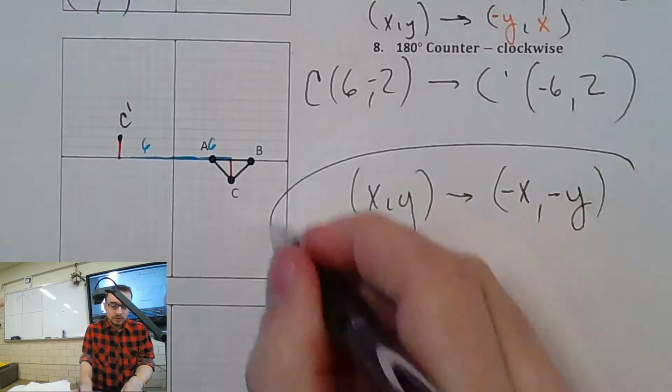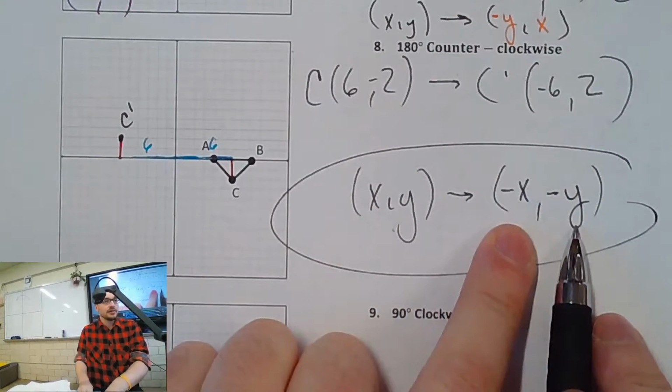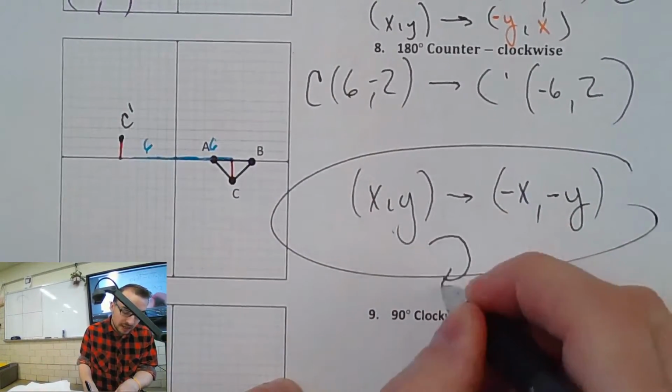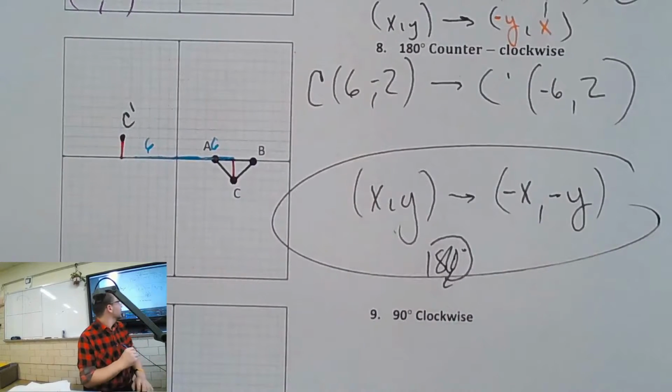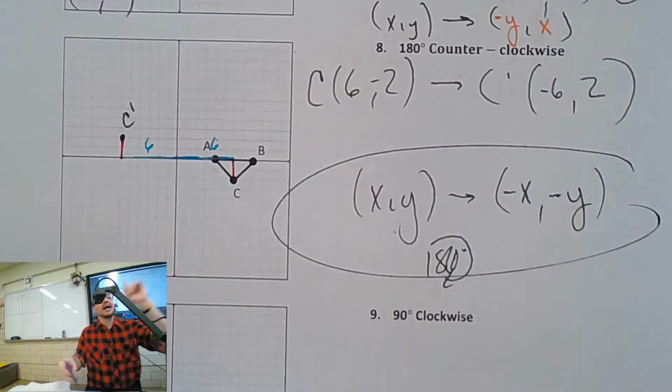So this is the rule. Take your original stuff and change both the signs. That's what happens when you rotate 180 degrees. Do we understand that concept? Okay, cool. The question is, why is that the case?